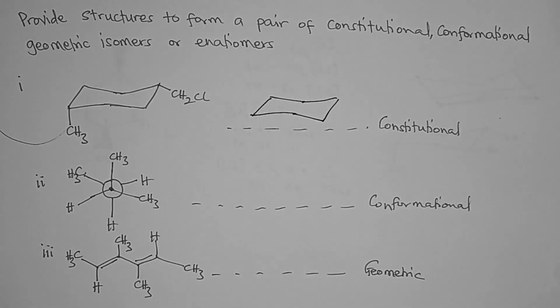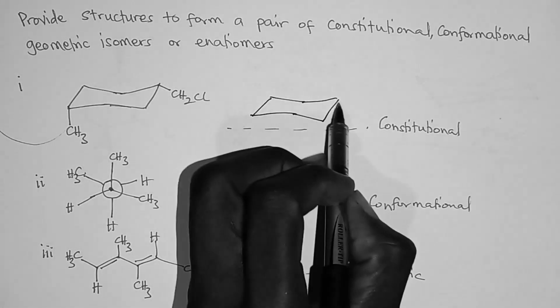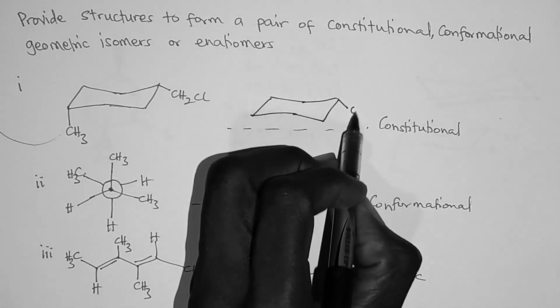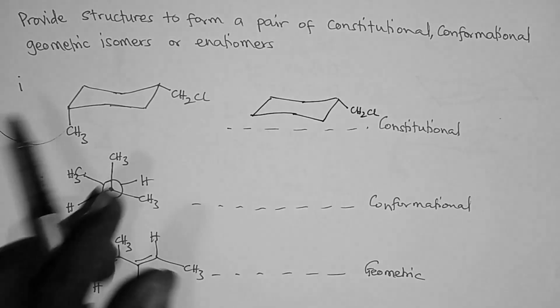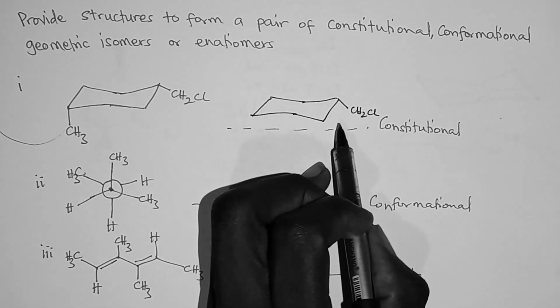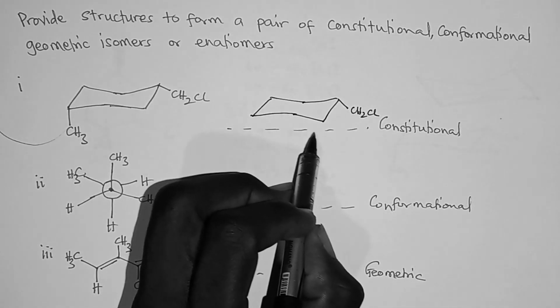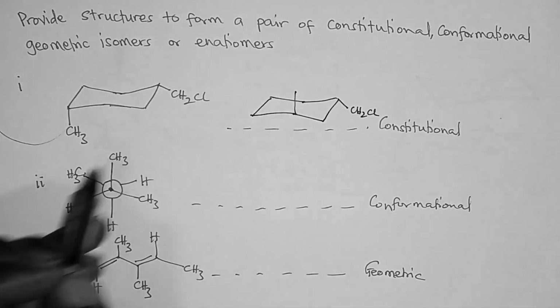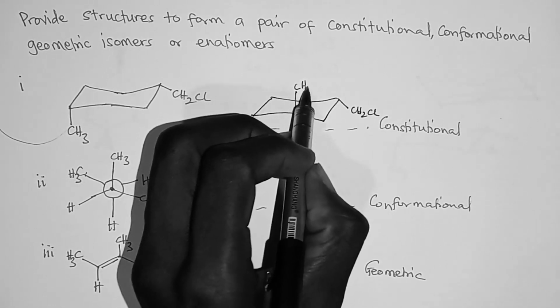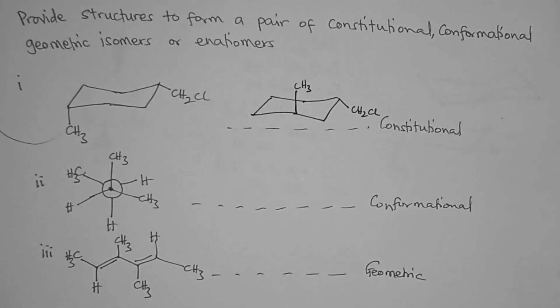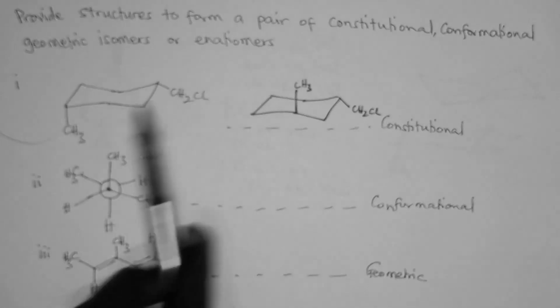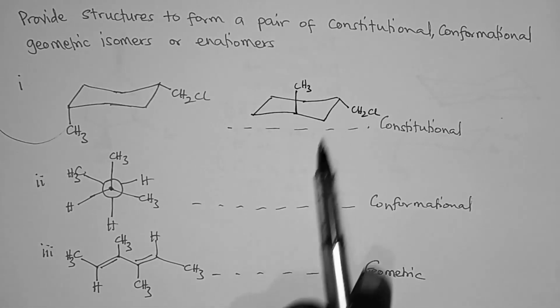So with this chair conformer, we can put a CH2Cl here, and then this CH3 we can bring to a third, CH3. So you can see that this is a constitutional isomer because they only differ in their point of attachment. This is a 1,4 and then this is a 1,3.